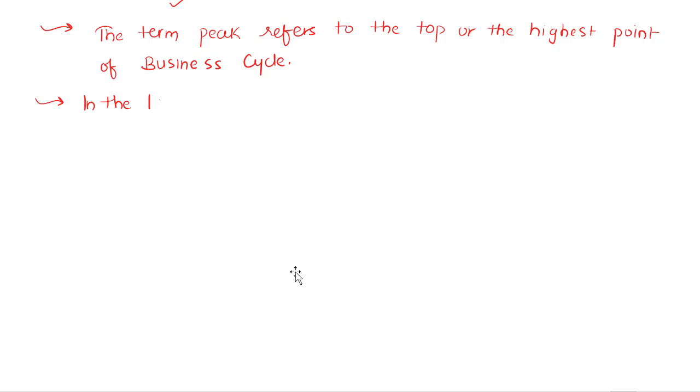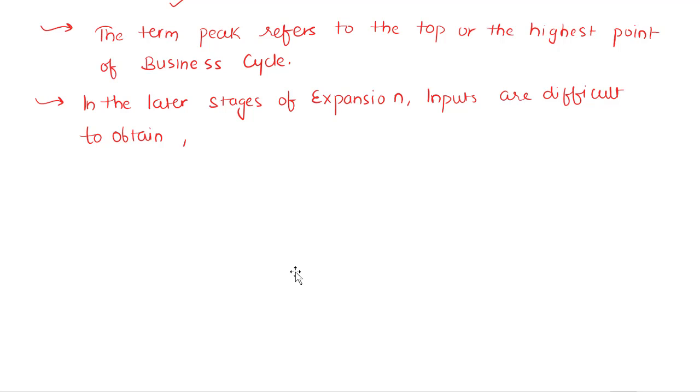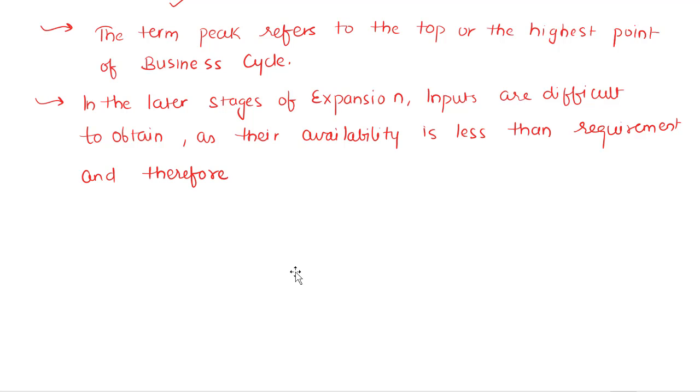Next, in the later stages of expansion, inputs are difficult to obtain as their availability is less than requirement, and therefore input price rises.